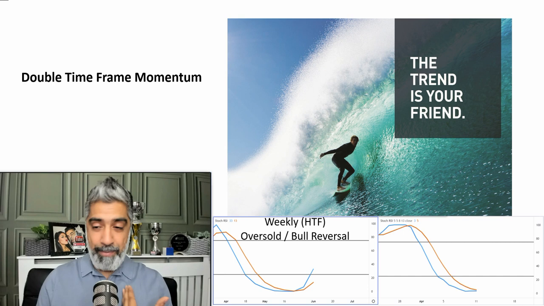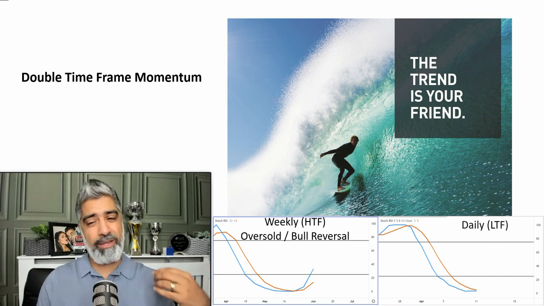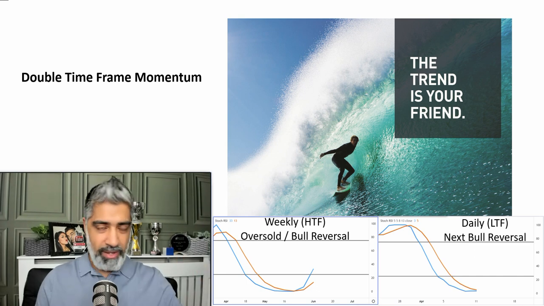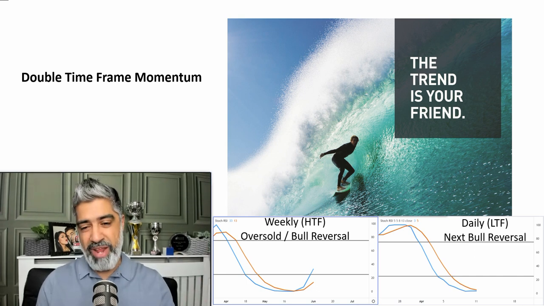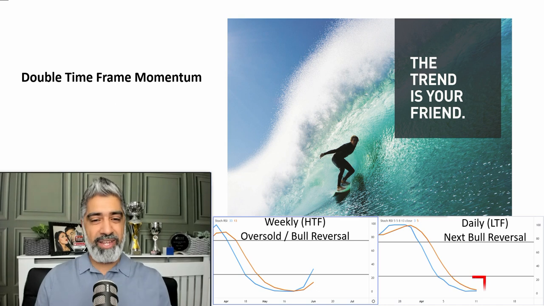By far, my personal favorite is Stochastics RSI, but it also works with MACD, it works with RSI, it works with whatever else you're using, even with moving averages. But I just personally find Stochastics RSI.